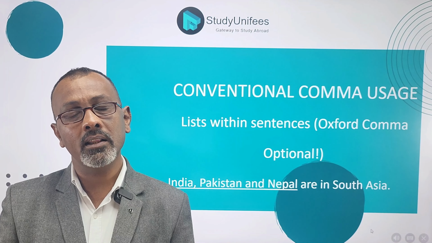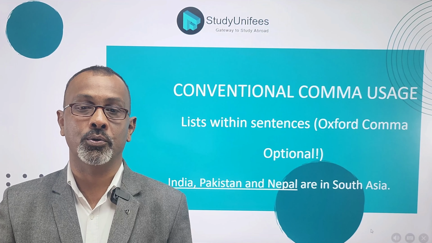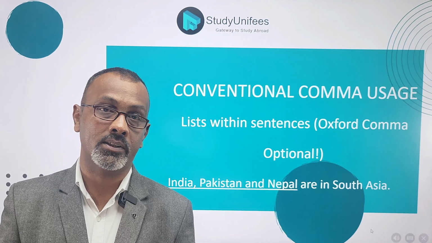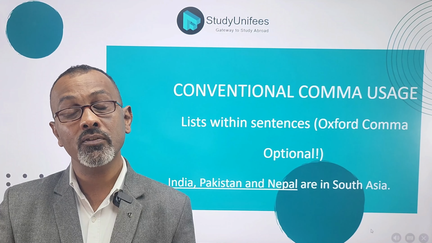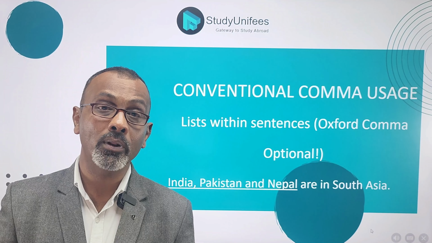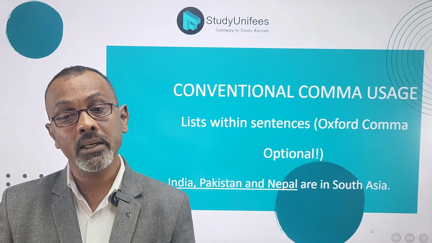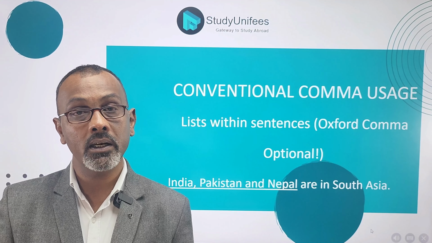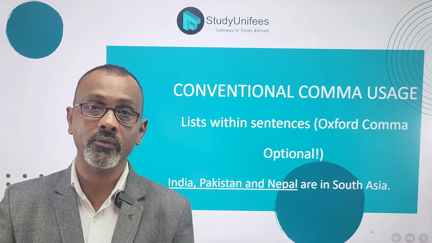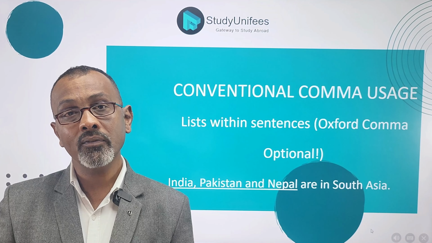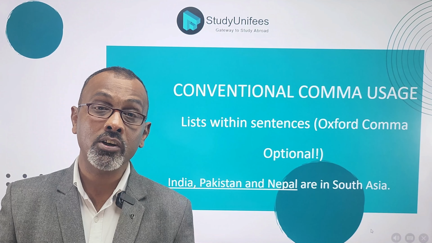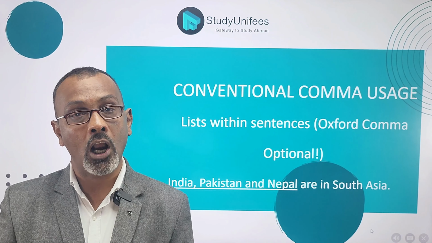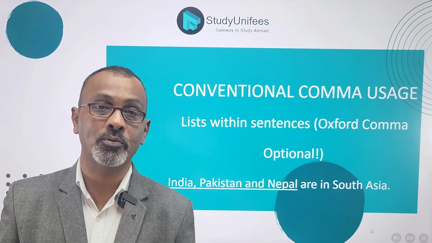First, let's understand the various ways in which commas are used. Firstly, commas are used with a list of things. Often you can have a list of subjects, like the example that you see on the board. India, Pakistan, and Nepal are in South Asia. India, Pakistan, and Nepal is a list of countries. Whenever you have such a list, especially as you can see in the subject position, the Oxford comma, the comma just before the "and", is optional.